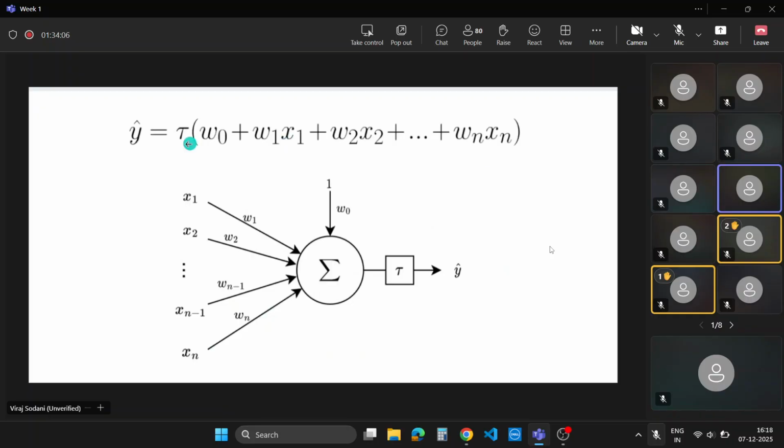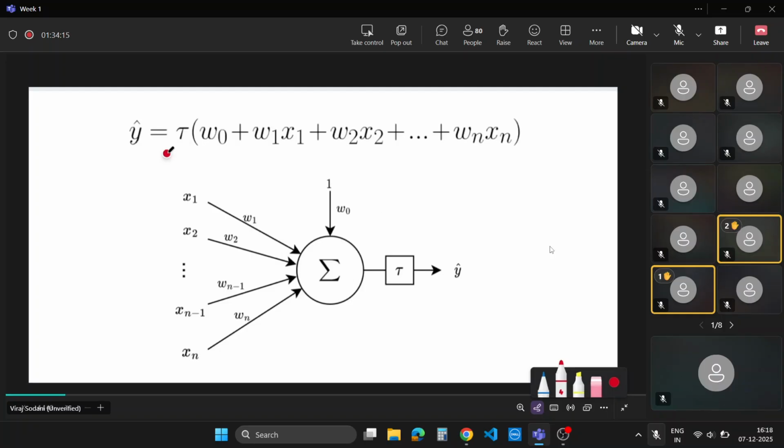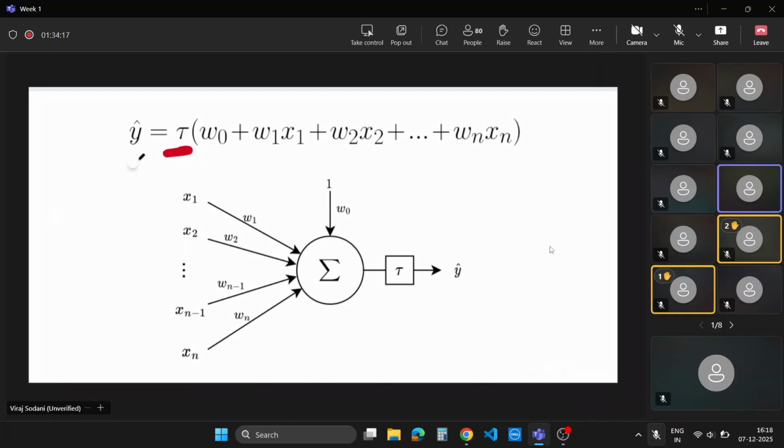This T function, I'll just annotate a bit. This one is nothing but the threshold function, because if it's greater than some particular quantity, it will give you the output as 1. If it's less than some threshold, it will give you the output as 0. This is basically yes/no type questions.